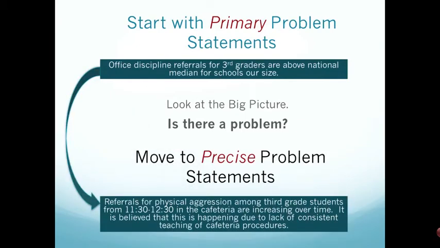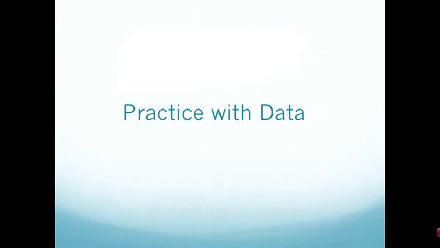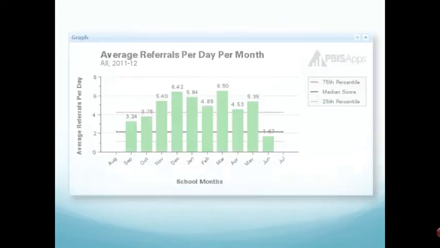Now take a look at this one. Referrals for physical aggression among third grade students from 11:30 to 12:30 in the cafeteria are increasing over time. It's believed that this is happening due to a lack of consistent teaching of cafeteria procedures. This is a precise problem statement. It has our elements, our 5 elements. We now feel like we have more clarity on what solutions we may want to put in place. Let's practice a little bit.